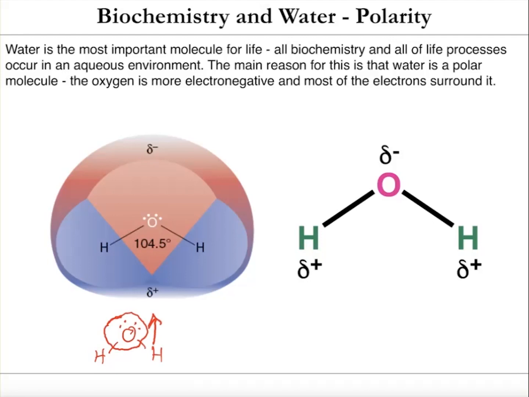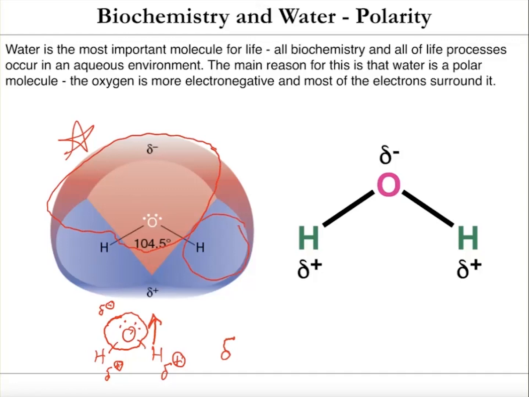And what that means is that you have a partial negative charge on that oxygen and a partial positive charge on each of those hydrogens. So this delta symbol, which is like a lowercase Greek d, means partial charge. So it's not a full positive or negative charge, it's a partial positive and negative charge. This is depicted really well right here. Most of those negatively charged electrons are going to be surrounding this oxygen atom, and that's going to leave a deficiency in electrons around these hydrogen atoms.